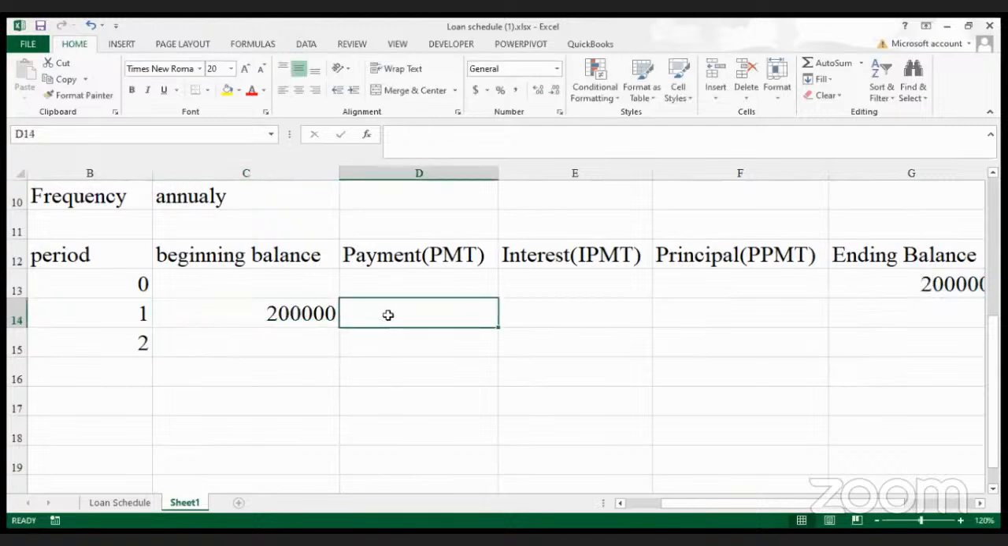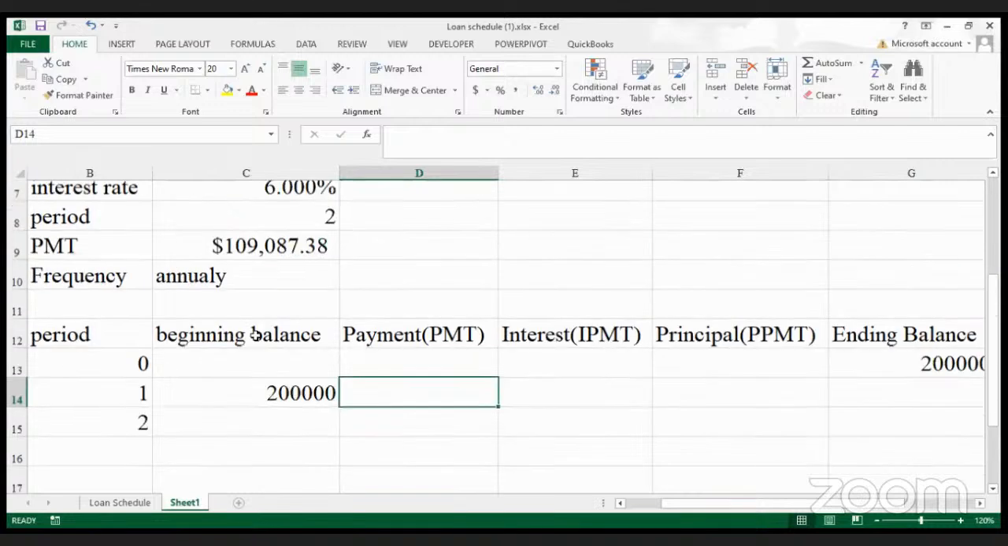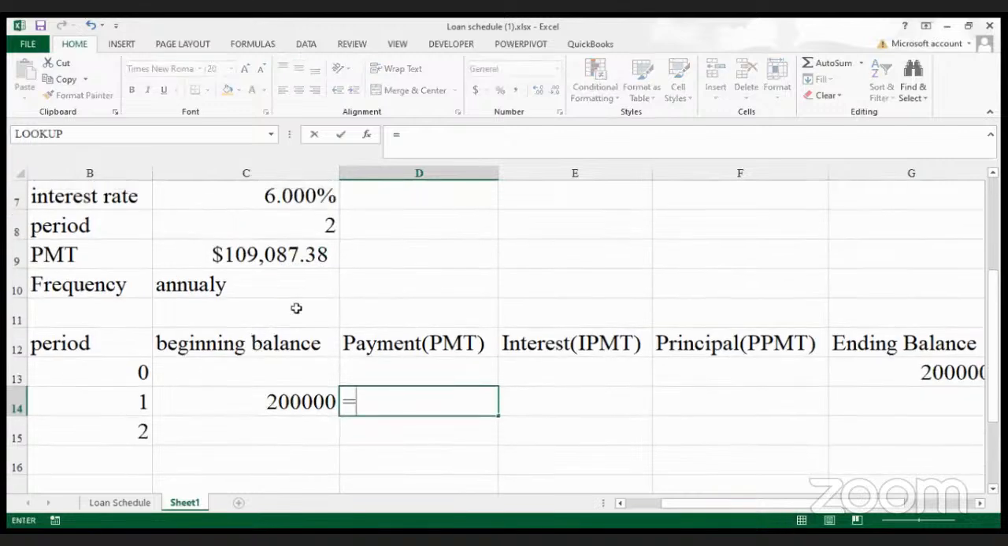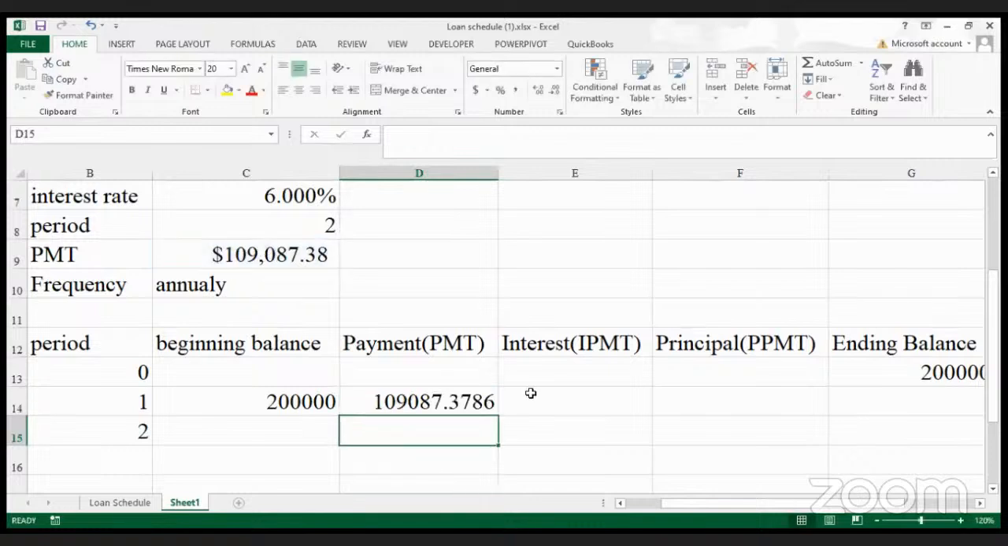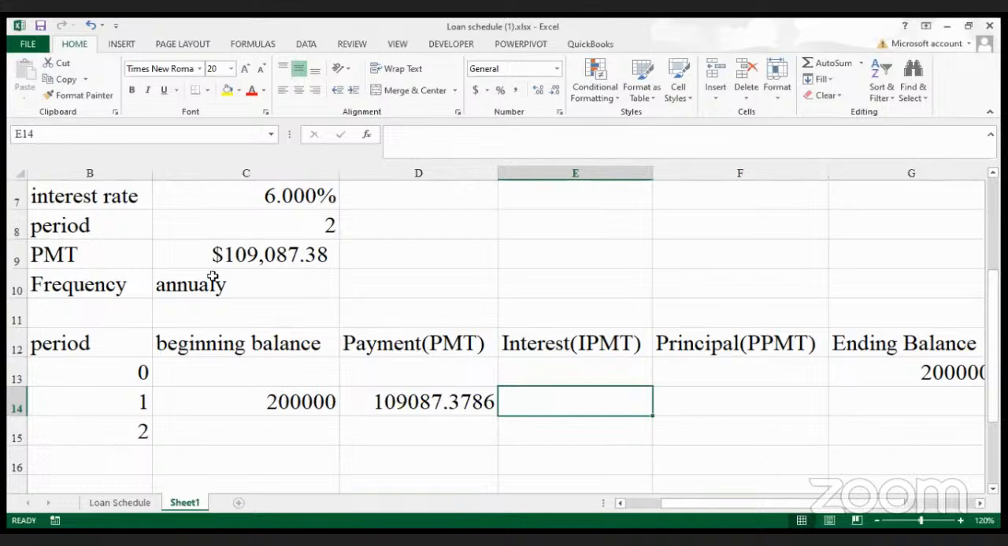Payment, it was already given there. So just say equal to this. It is what we're looking for. Interest, we look for it. It is the beginning balance multiplied by the interest rate. That is the old method. Let's now use an advanced method. That is to say equal to IPMT, which appears in blue there.